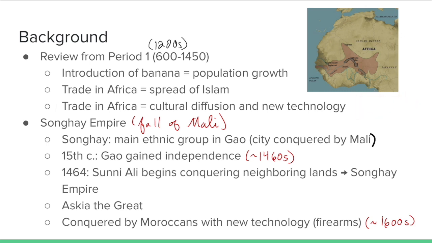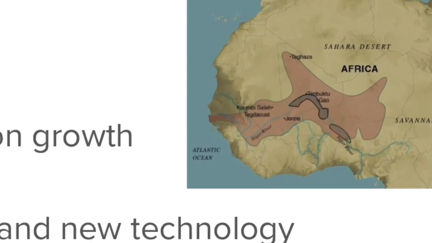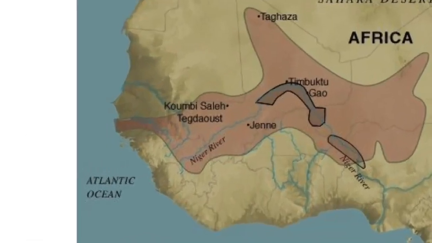Okay, now the last empire that we talked about in period 1 was the Empire of Mali, which is here along the western coast. It includes areas like Timbuktu and the city Gao. Remember that those were famous Islamic centers of learning.